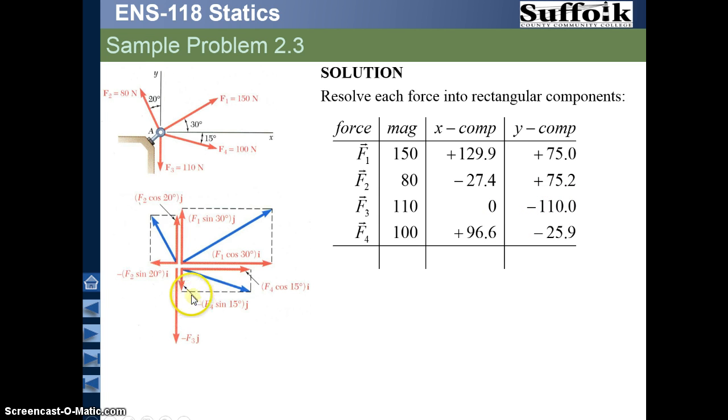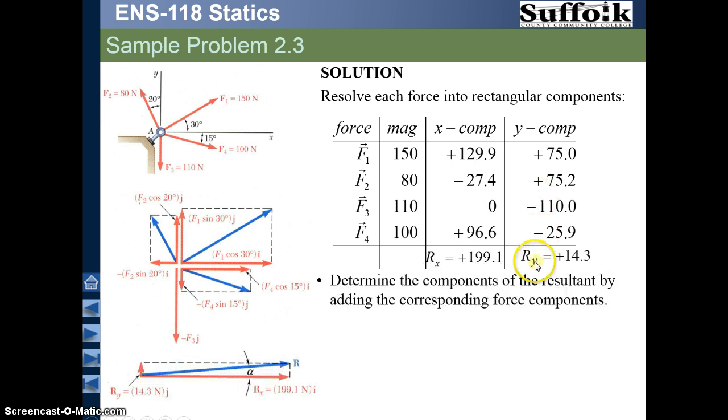And then for F4, again, we used the trigonometric functions of sine and cosine to solve for the x and y component forces, and again, sine and cosine get positive and negative values based on the direction. Okay, so now we sum up each one of these individual x and y component forces. When we sum them up algebraically, the resultant x component force wound up being a positive 199.1 newtons, and the resultant y component force wound up being a positive 14.3 newtons.